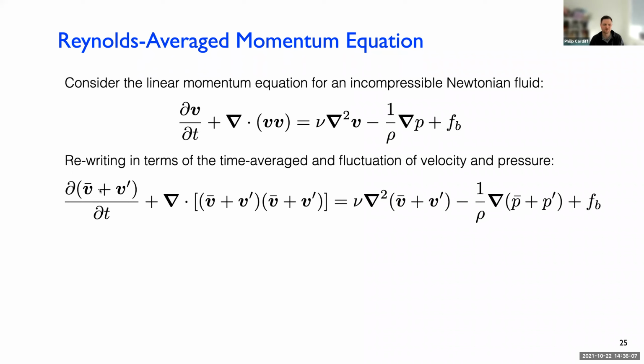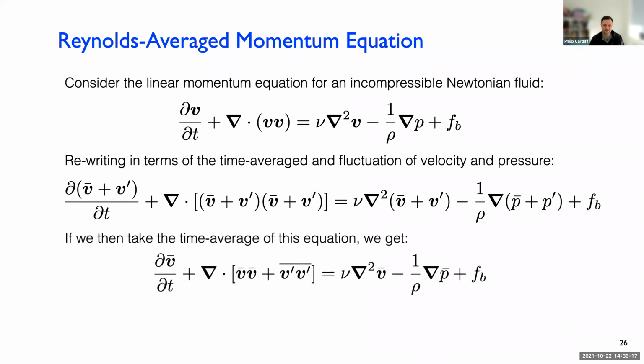So if we do it term by term, we know that we can split this into two terms. The average of an average will just be the average itself. The average of a perturbation will go to 0. And so that's fine for the first term on the left, the first on the right, and the second on the right. But for this term here, we'll have an average by an average, which is fine, and a perturbation by an average, which goes to 0. But then perturbation by perturbation, if you take the time average of a perturbation by a perturbation, it's not 0.